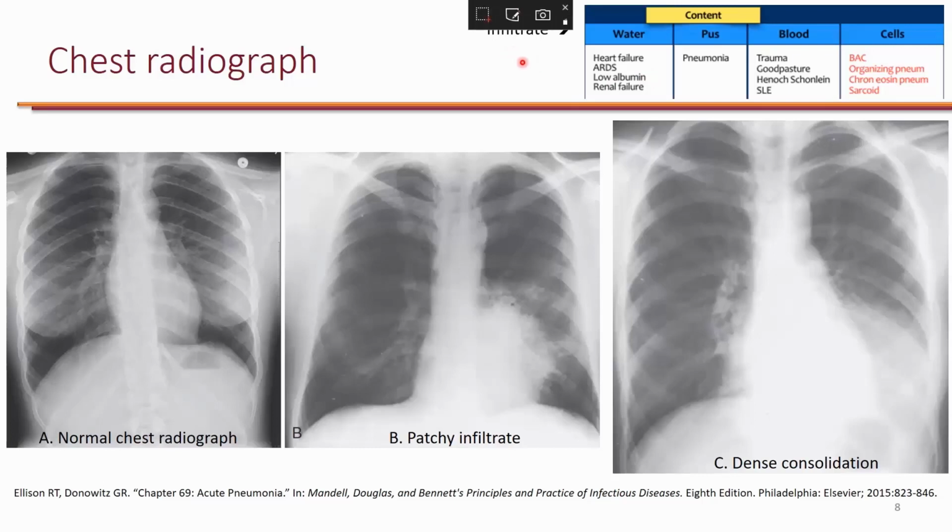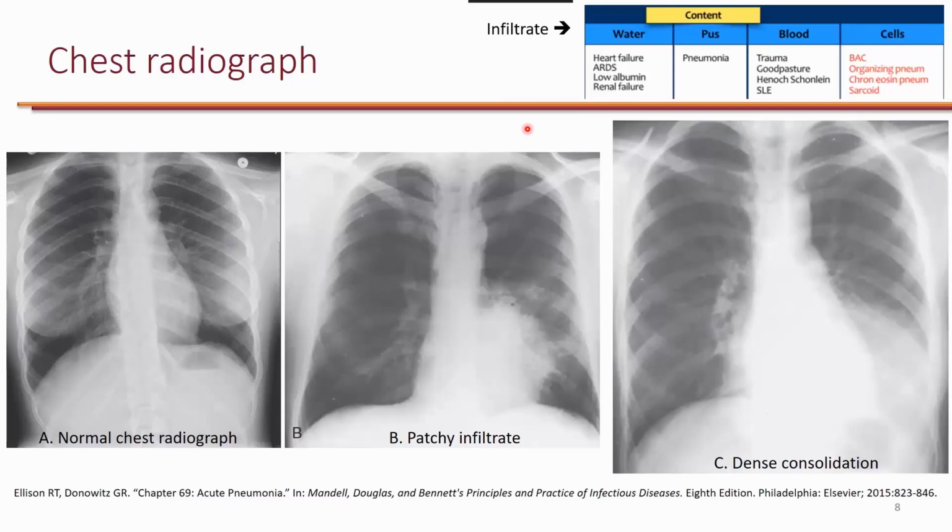The content can also be pus, which will be the case in pneumonia. So if the patient has pneumonia and there's pus in the lungs, you will see infiltrate on the chest X-ray. There could also be blood, which is the case in trauma. So if somebody has ruptured their lungs, there will be blood in the lungs, which will show as infiltrate. And of course, the infiltrates could be cells, which will be the case in cancer. So if there are cancer cells in the lungs, they will show as infiltrates.